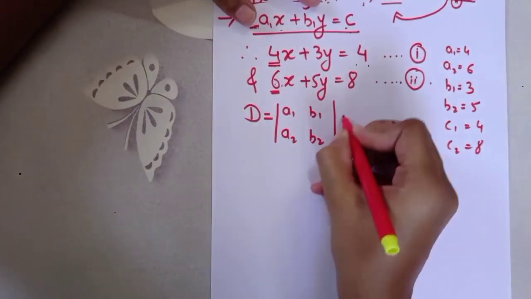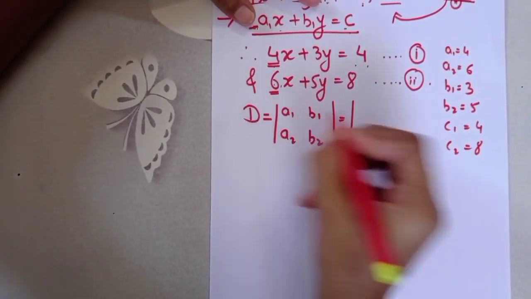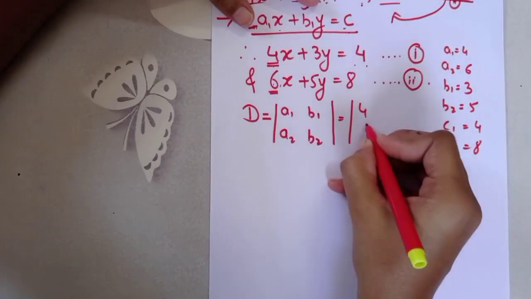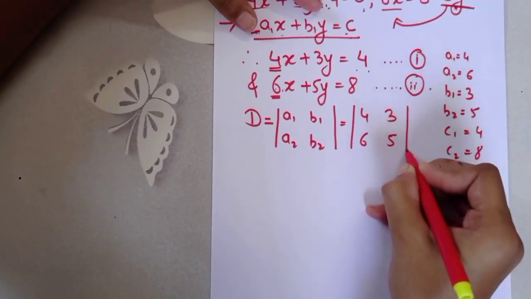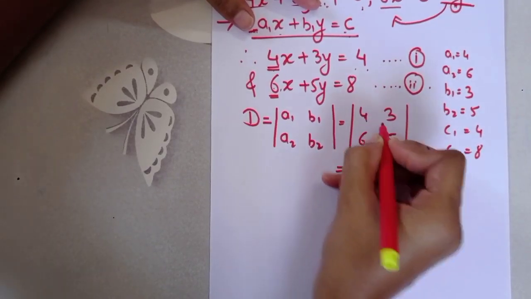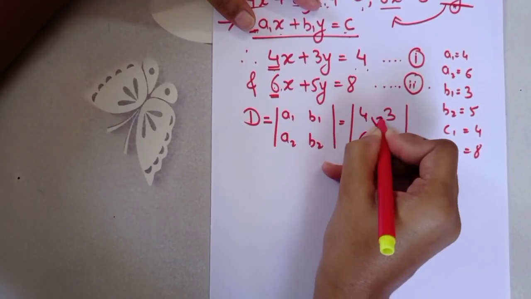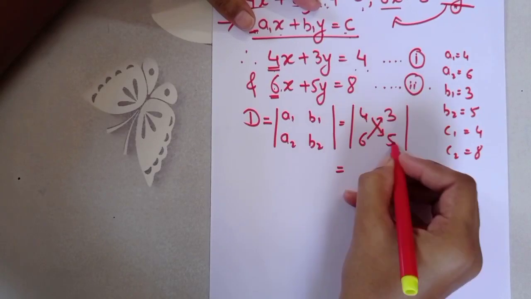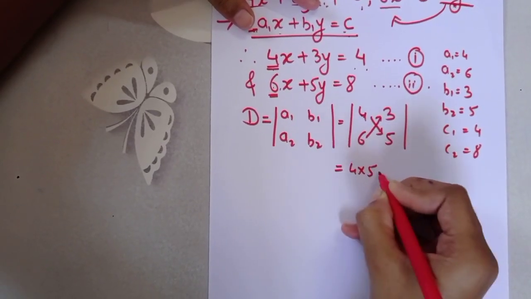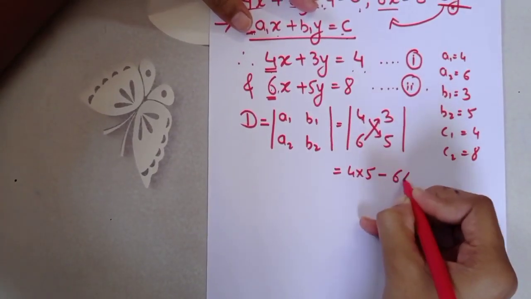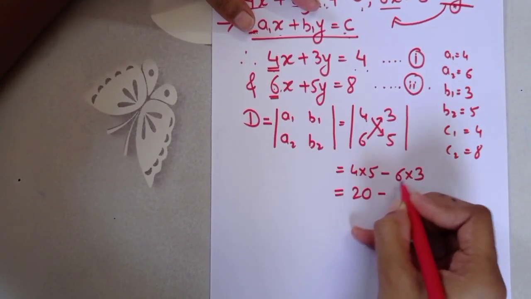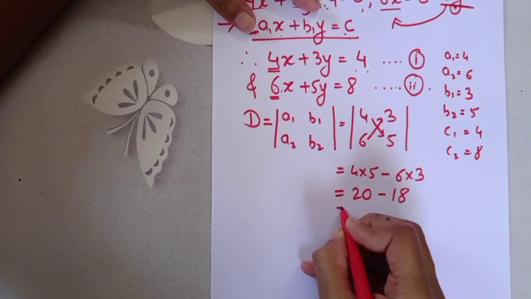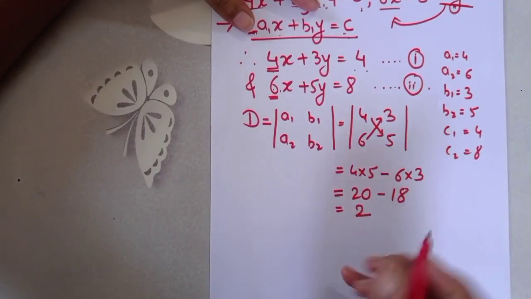Now D is equal to the determinant of A1 value 4, A2 is 6, B1 is 3 and B2 is 5, which is equal to, by cross multiplication, 4 into 5 minus 6 into 3, which is equal to 20 minus 18, which is equal to 2.